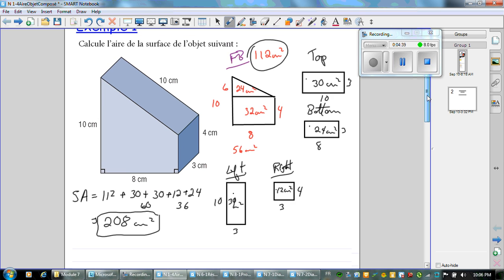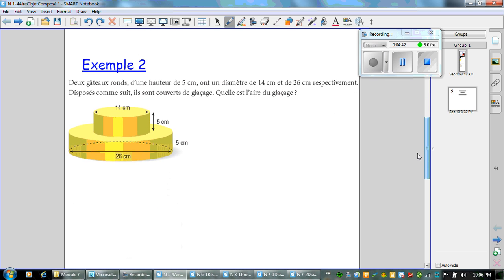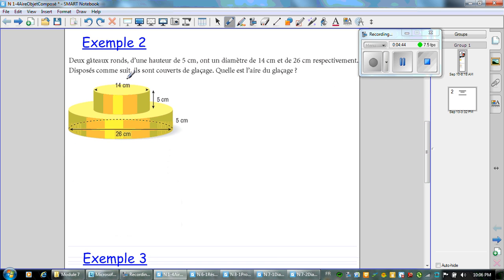All right, so let's do another example with circles. So this one here, I have a cake, and I want to frost this cake. I have all the dimensions in the figure. The only thing here, a cake, you do not frost the bottom, so we will not be doing the bottom. We'll just be doing top, front, back, and left, right. However, let's start with the top.